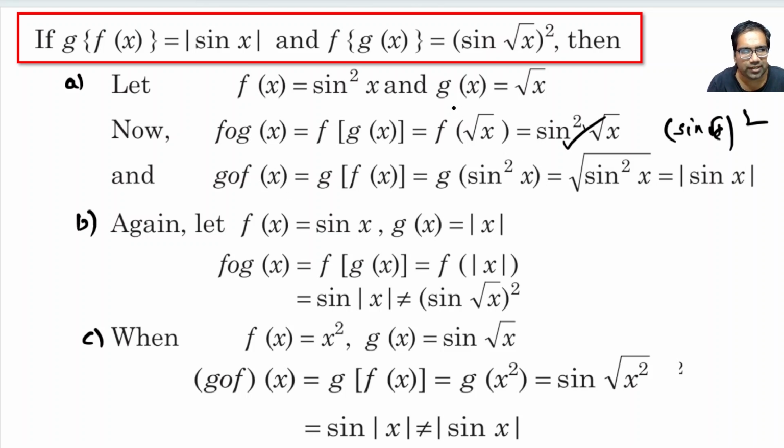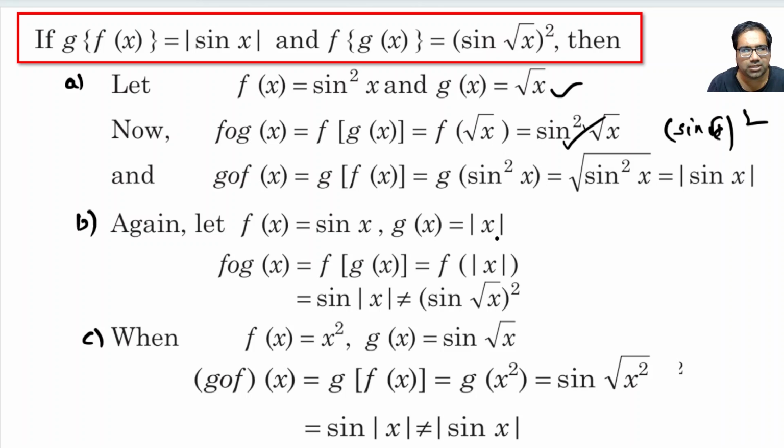Second one, g of f of x. What is f of x? Sine square x. So g of sine square x means root of sine square x. Root of something is always positive, so that's the absolute value of sin x. So this is also getting satisfied. So this case is definitely true: f of x equal to sine square x and g of x equal to root x.